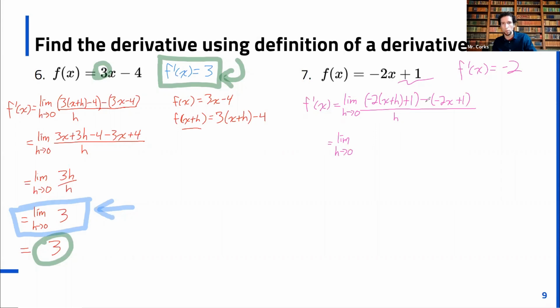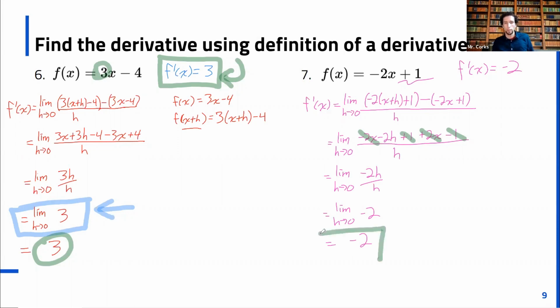Limit as h approaches zero, and if we expand all this, negative 2x minus 2h plus 2x, sorry, not 2, plus 1 minus 1. And that whole thing over h. And we can see what's happening here. The negative 2x, positive 2x, positive 1, negative 1. And we are left with limit as h approaches 0 of negative 2h over h, and limit as h approaches 0 of negative 2. No more h, so just negative 2.